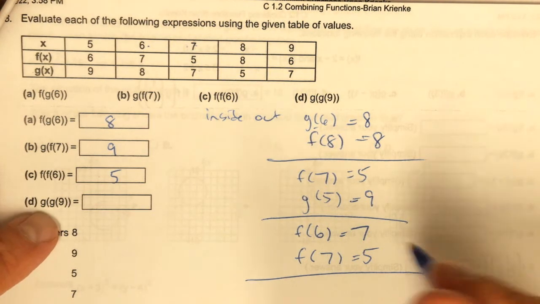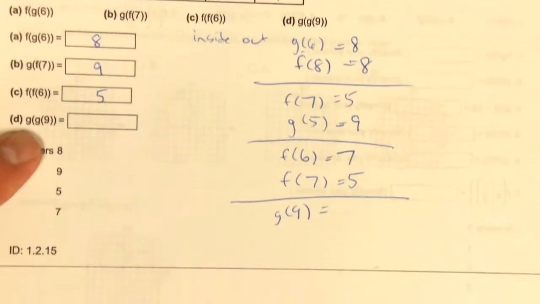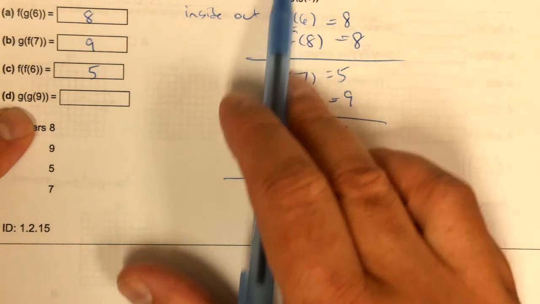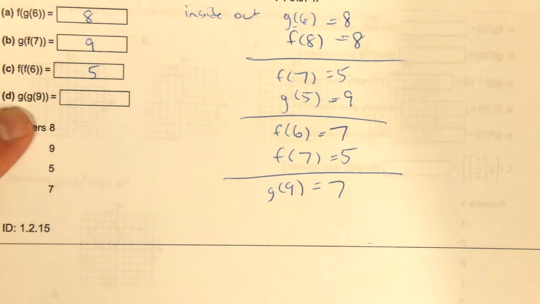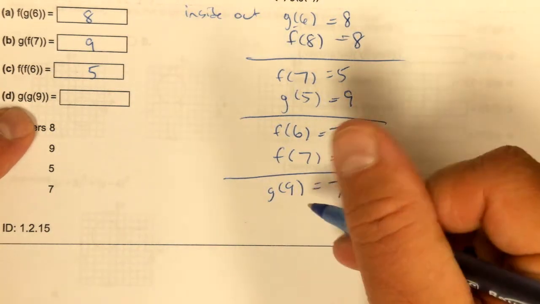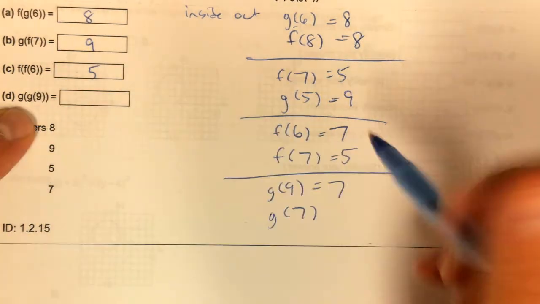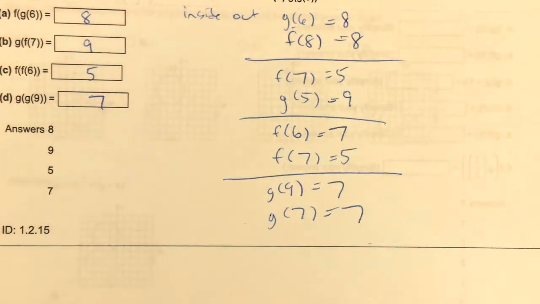Okay, and then on this one, you do g of 9. So that means you go to 9, you go to g, and that's 7. You just have to go to the appropriate row, and then you do g of 7. So you go to 7, go to g, and you get 7. So that's how that works. It's kind of like a puzzle, sort of. So again, on that, you work inside out.